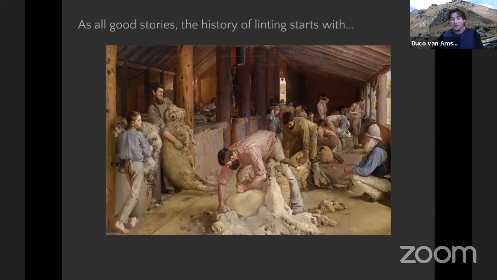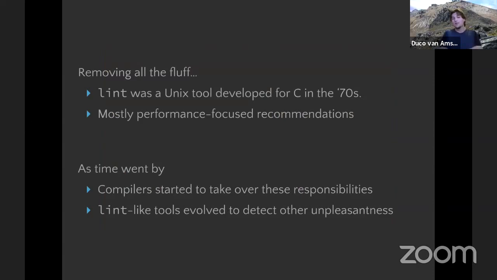More technically speaking, because we are after all at a tech meetup for Golang people, lint was a Unix tool that was created to basically optimize your C code back in the 70s, end of the 70s, early 80s. It was mostly focused around performance recommendations. It detected things that were suboptimal. The reason behind the need for that tool was that, at the time, compilers, unlike the awesome Go compiler and other language compilers we have nowadays, were not that powerful back then.